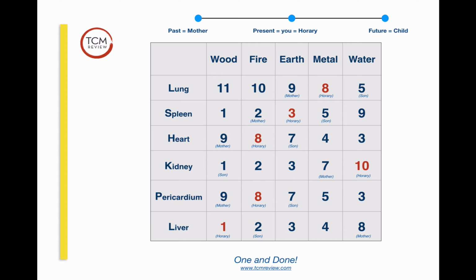All right, now we have 2 rules that we want to remember for mother and child theory. Okay, so the first rule is with deficiency, we tonify the mother. And with excess, we're going to sedate the son. Okay? So those are the two you want to remember. So technically, we're only looking for 1 point, right?